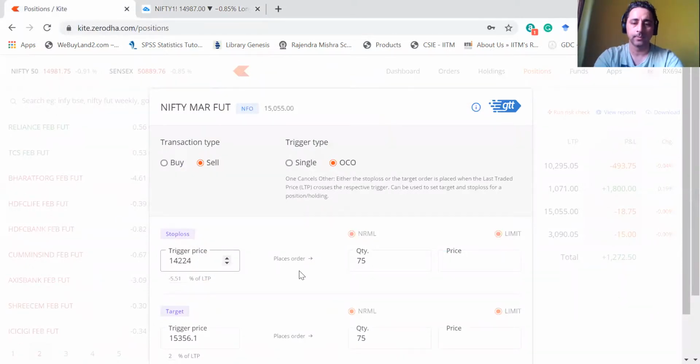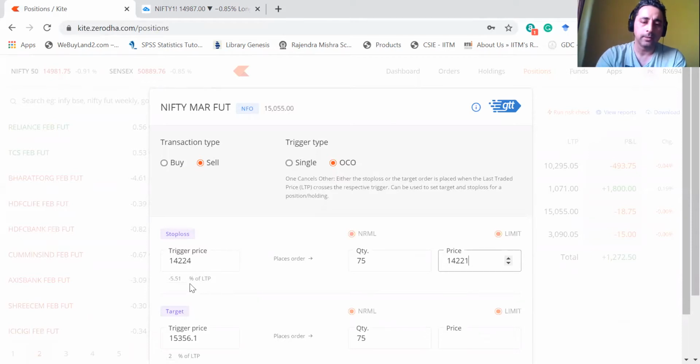14,224 here. This quantity is 75 because this is the Nifty lot. You can't change that. In your stock, you can have whatever you want, however many stocks you're holding. If you want to sell off everything, you can do that. Maybe half of it, whatever you want. And then I put the 14,221, let's say, or 221.5. I can do that. Fine. So anything lower than that, I have to keep.